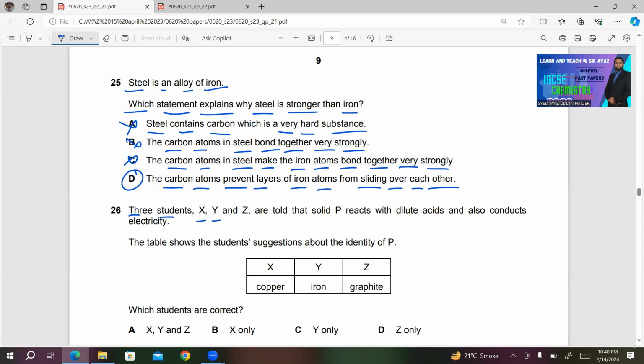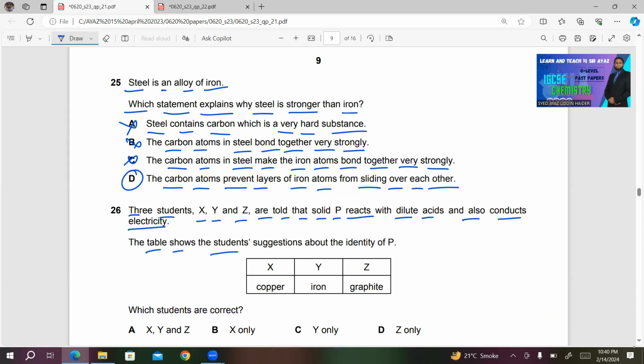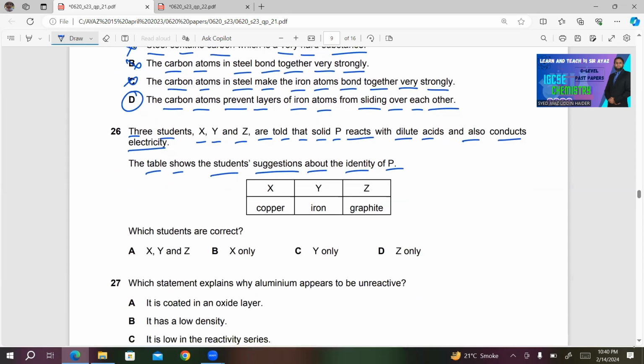Three students X, Y, and Z are told that a solid P reacts with dilute acids and also conducts electricity. The table shows the students' suggestions about the identity of P. X, copper, Y, iron, Z, zinc. Which students are correct? Now they are saying the solid P reacts with dilute acid. So copper will not react with dilute acid, it will react with concentrated acid. So obviously choice A and B are incorrect.